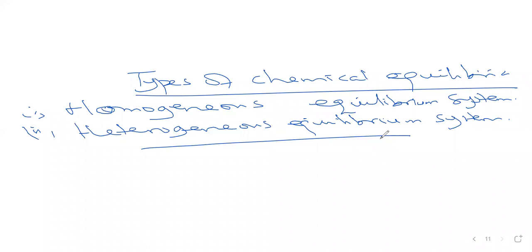When you talk about homo, it means similar things, two similar things, or more than two similar things together. Don't confuse it with homozygous and heterozygous things in biology, genetics. So on top of the homogeneous equilibrium system, that is one in which both reactants and products are in the same phase. That's a homogeneous equilibrium system.